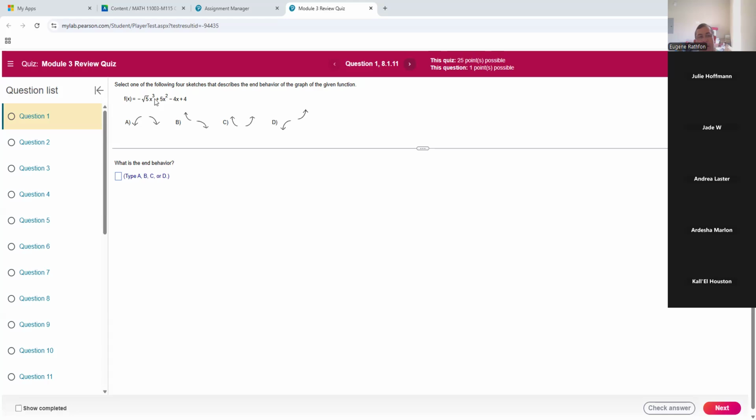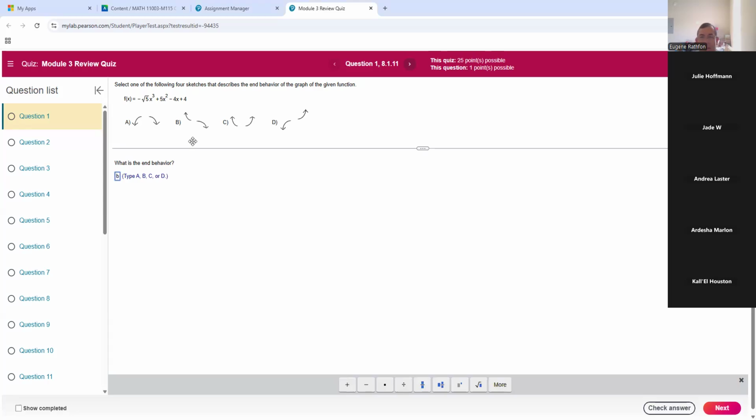You got an odd degree of 3, and you got a negative lead coefficient of a negative square root of 5. So A, B, C, D, is it both going down? Is it going to go downhill like B? Are they both going to go uphill like C? Or will it go uphill like D? And y'all on that one, since we got an odd degree of 3 and a negative lead coefficient, it's going to go downhill like B. So you physically got to come in here and write B on that, okay? And then you go to your next.